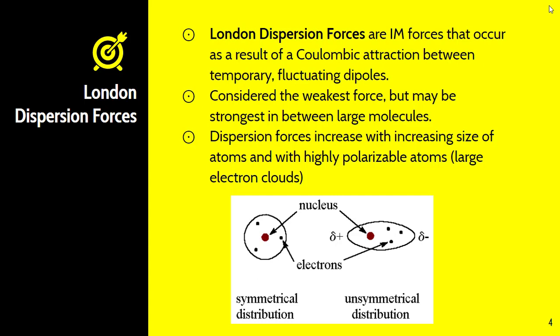The dispersion forces increase with increasing size of atoms. Makes sense because they have more electrons and therefore can have stronger London dispersion forces. And with highly polarizable atoms. Now, when I refer to a polarizable atom, it just simply means an atom that is larger and has a large electron cloud. If it has a large electron cloud, those electrons are more likely to shift in one direction and be over on one side of the atom when compared to the other, creating that weak dipole moment.